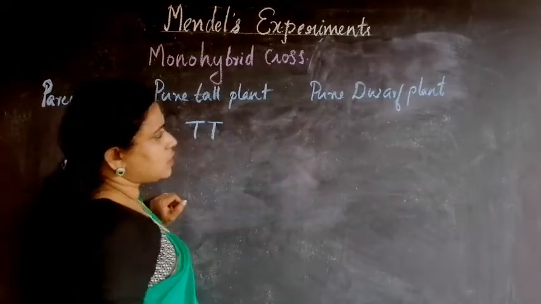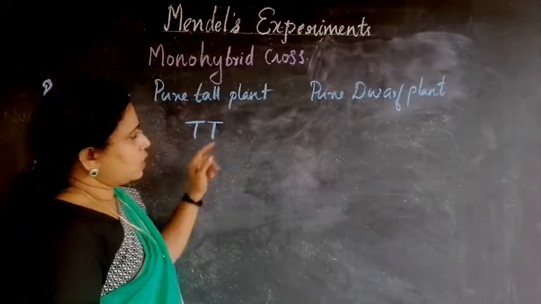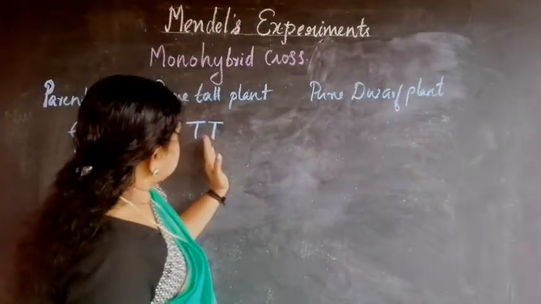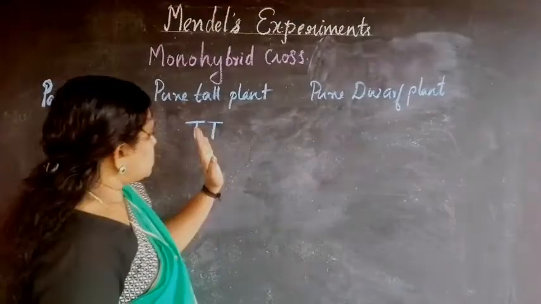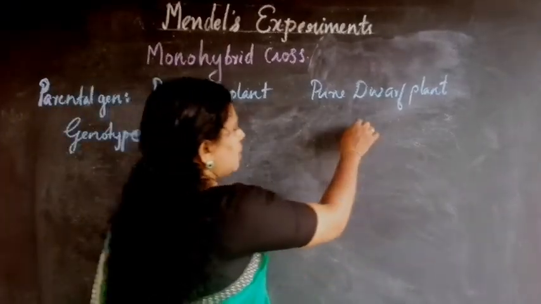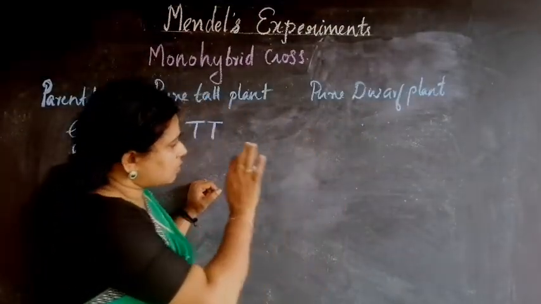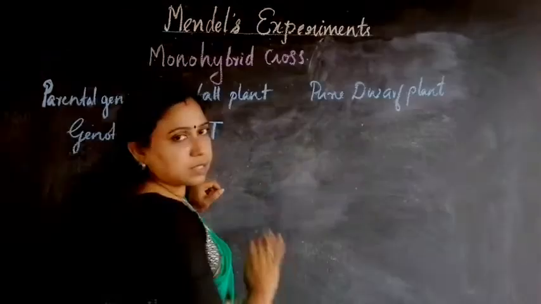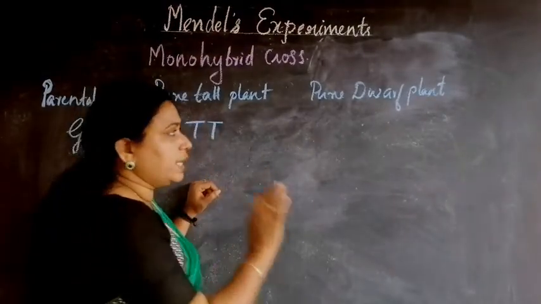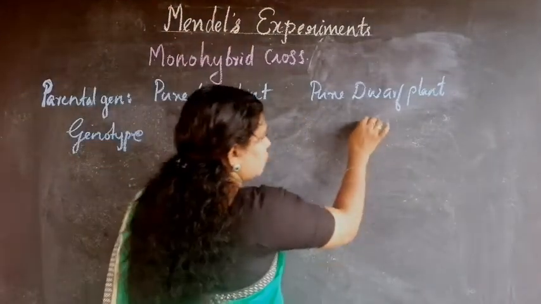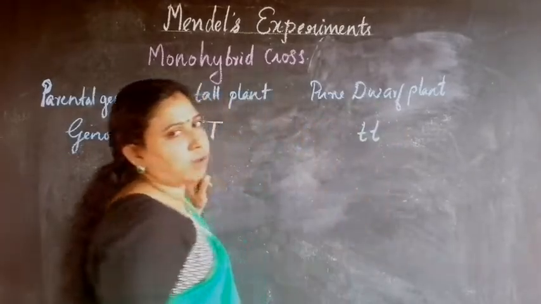Here for this dwarf plant, what is the genotype? The corresponding alphabet should be given, and if dwarfness is shown, the 2 alleles will be recessive. Then only it will show the dwarfness. So you can write there small t, small t.